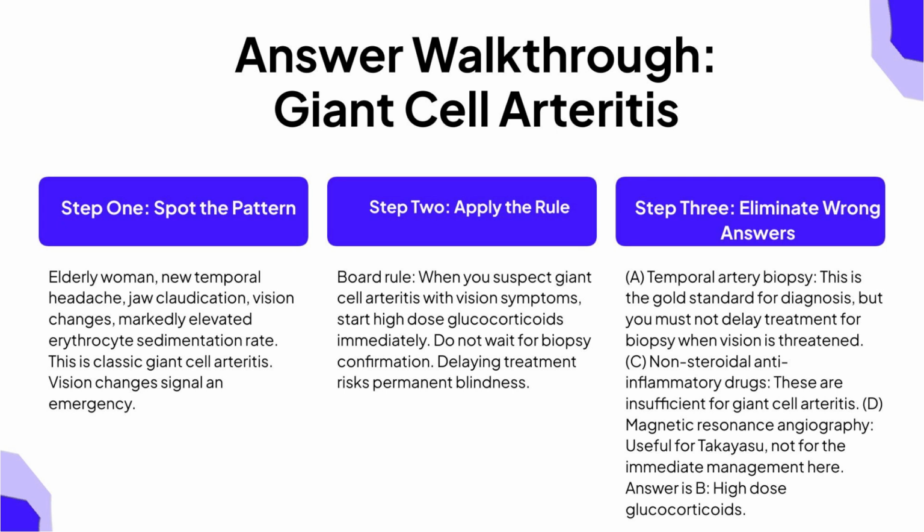Let us walk through this answer step by step. Step 1. Spot the pattern. We have an elderly woman with a new temporal headache, jaw claudication, vision changes, and a markedly elevated erythrocyte sedimentation rate. This is textbook giant cell arteritis. Step 2. Apply the rule. The board rule you must memorize is that when you suspect giant cell arteritis and the patient has visual symptoms, you start high-dose glucocorticoids immediately. You do not wait for the biopsy. Delaying treatment risks permanent blindness, and the boards want to see that you know this urgency.